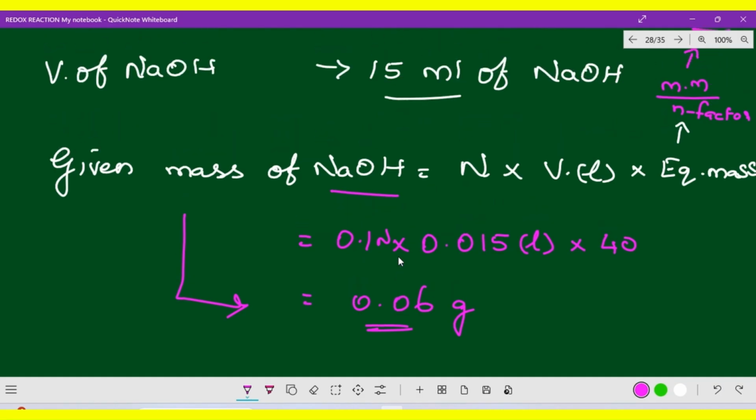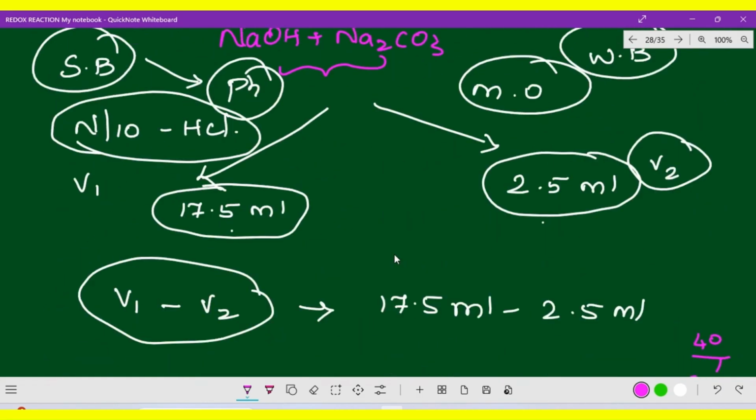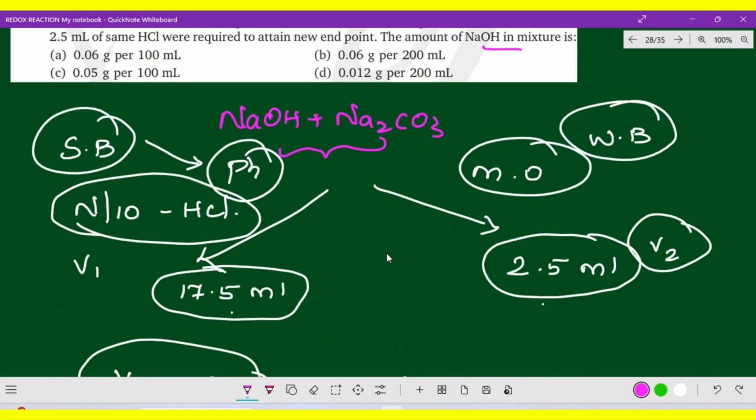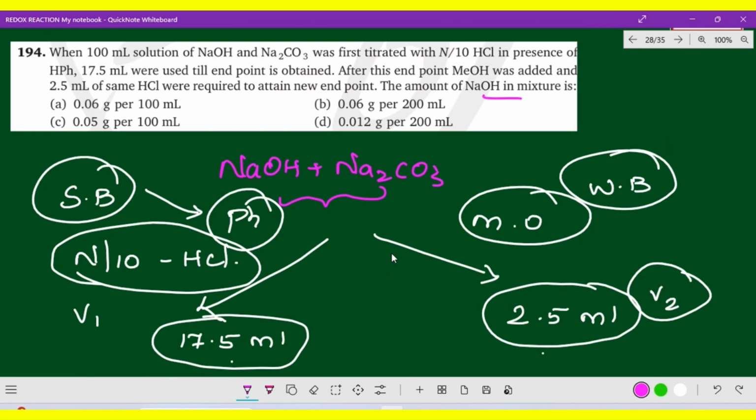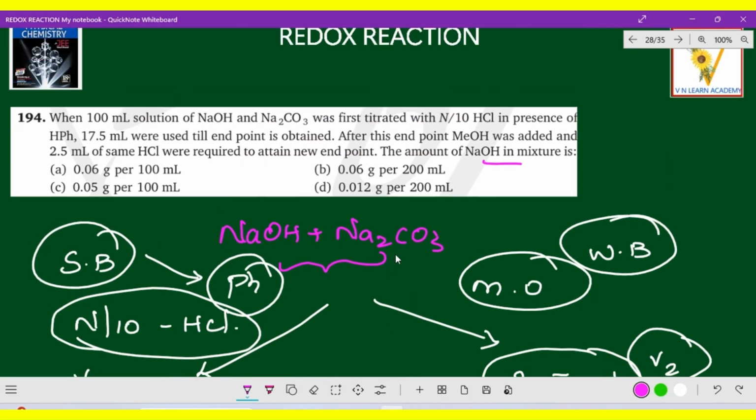How do we identify? Very easily, I think you got an idea. And you are thorough with that: phenolphthalein, what purpose we are using, and methyl orange, what purpose we are using. Again, I'm mentioning, phenolphthalein we are using for strong base and weak acid, and methyl orange we are using for weak base and strong acid.